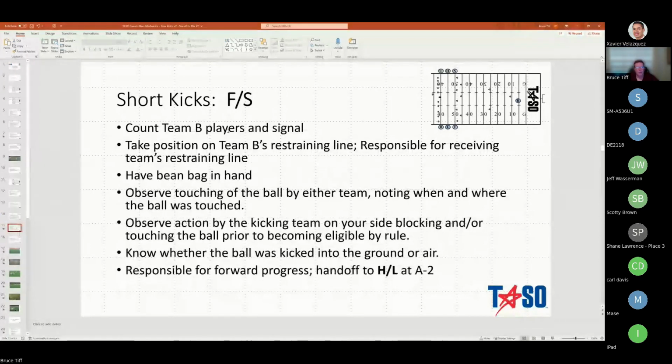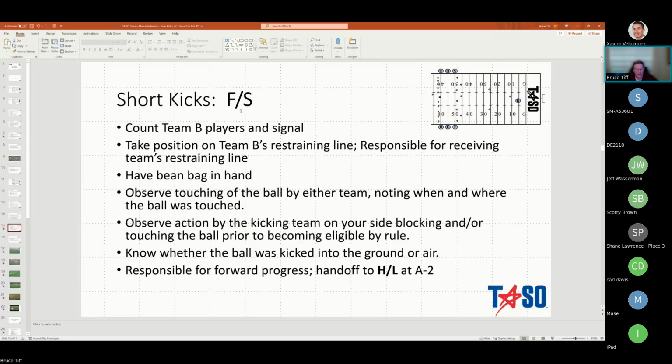Okay, moving on to the field judge, side judge. Again, counting Team B players and signaling. Take position on Team B's restraining line, and you are responsible for that line. Have a beanbag in your hand, just like the other 4 officials that are in the box there with you, so that you can drop it when needed. And again, you're looking for touching of the ball by either team, noting when and where it was touched.